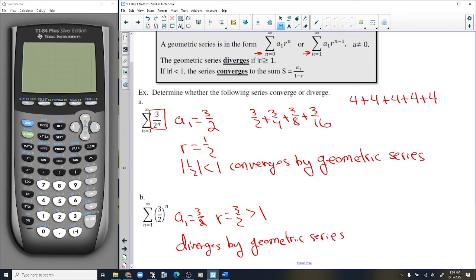It's still a geometric series, but it just happens to be shooting off to infinity. There's nothing wrong with that. It just doesn't converge to a value. I don't want you to think divergent is a bad thing. It's not. It just doesn't converge. That's it.